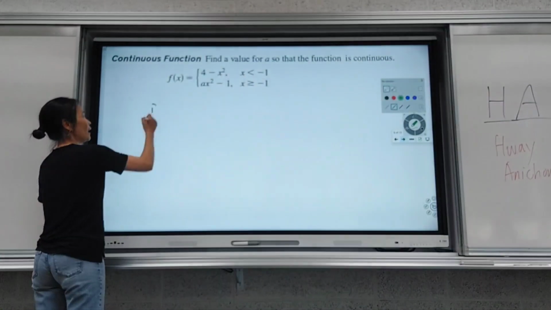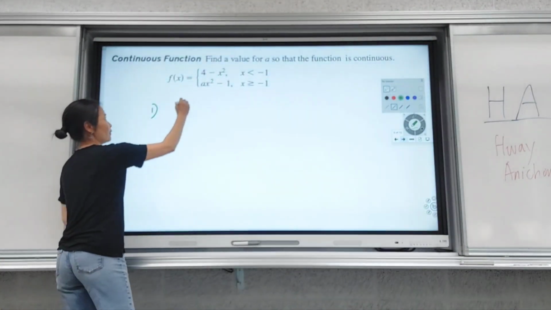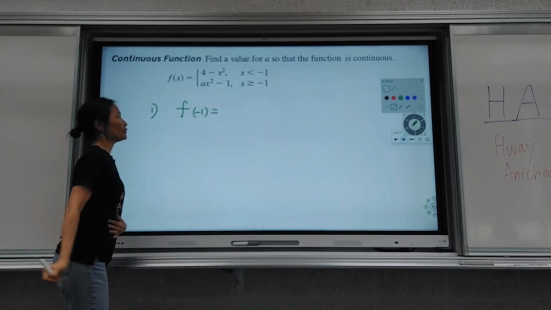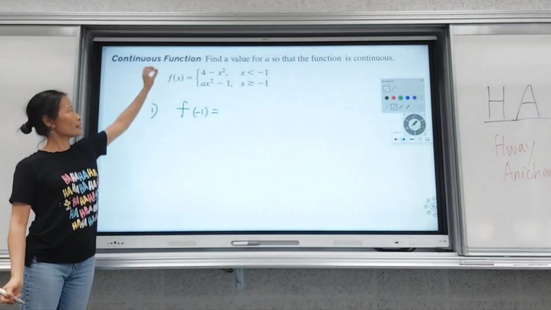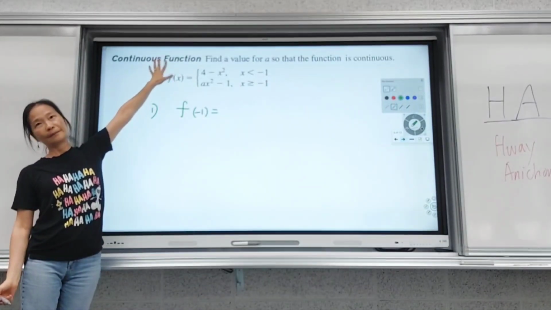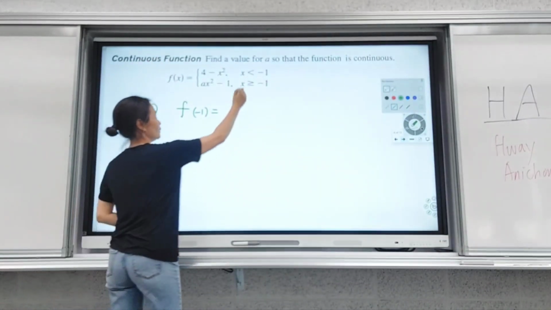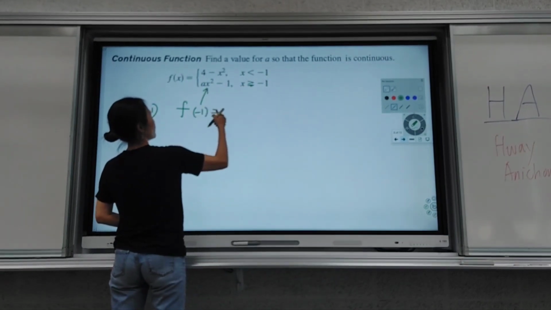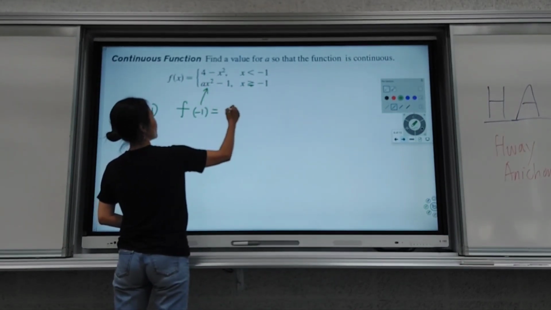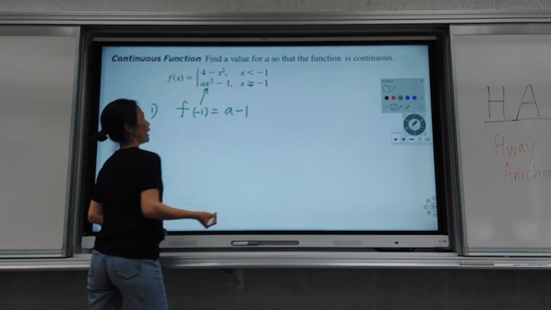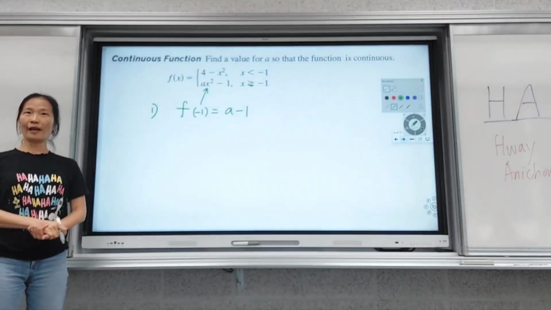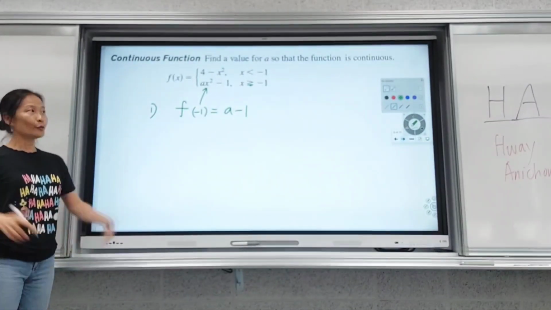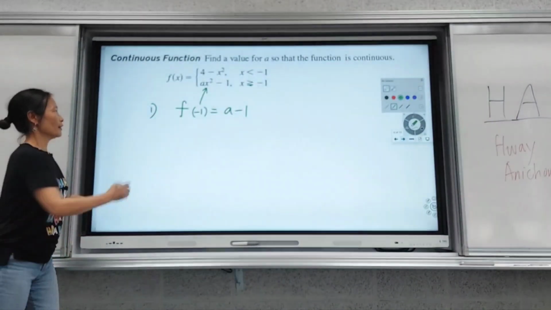So, number 1, we need to find f of -1. Do we sub in top or bottom? Bottom. The equal sign is at the bottom, so I'm going to sub in here. So, -1 squared is 1. So that's in terms of a, right? I'm trying to find what a is supposed to be. Not any a value will make them continuous.